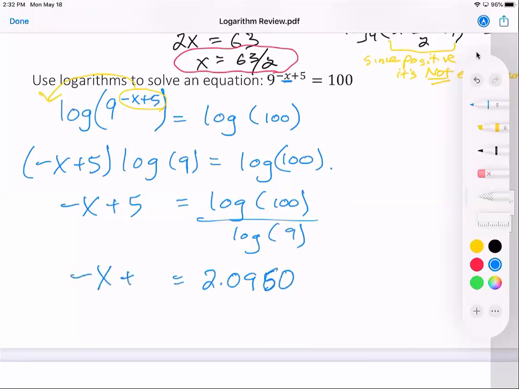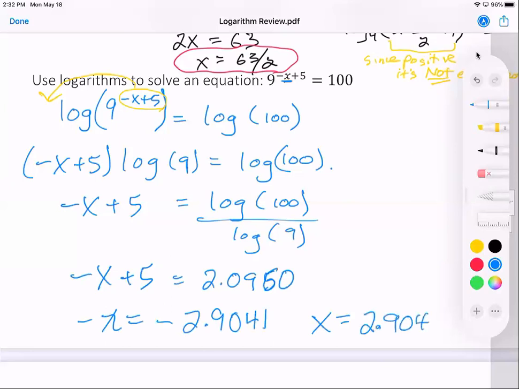Negative x plus 5 equals that. Then we'll subtract 5 from both sides, so we get negative 2.904041. That's negative x equals that, so x equals positive 2.9041.